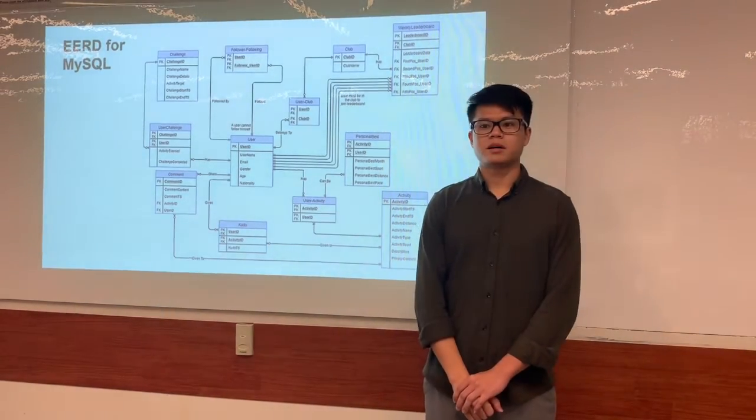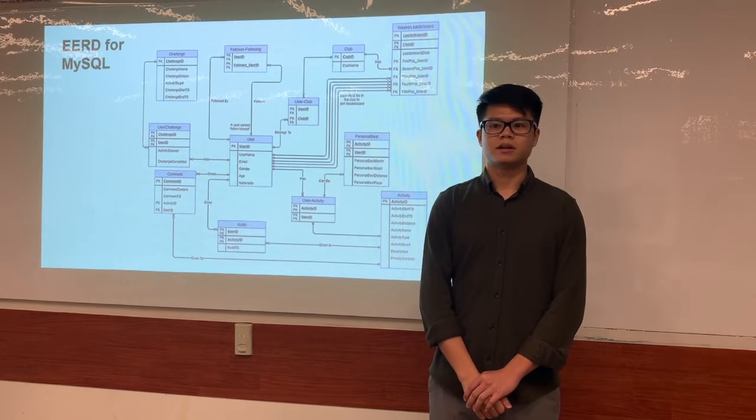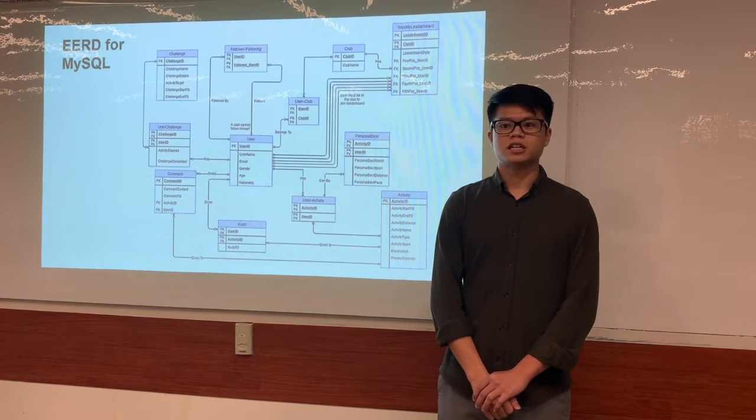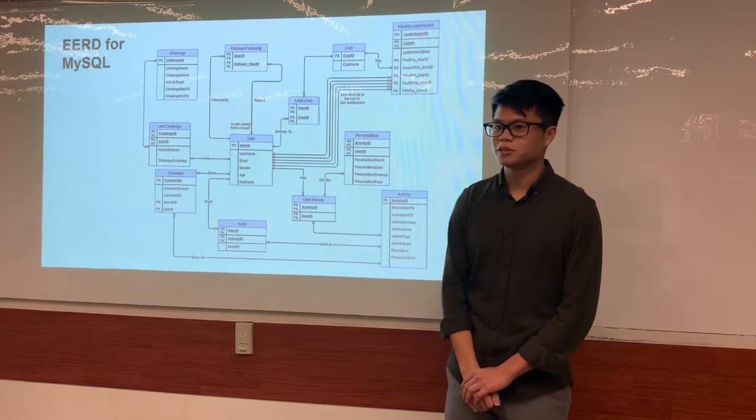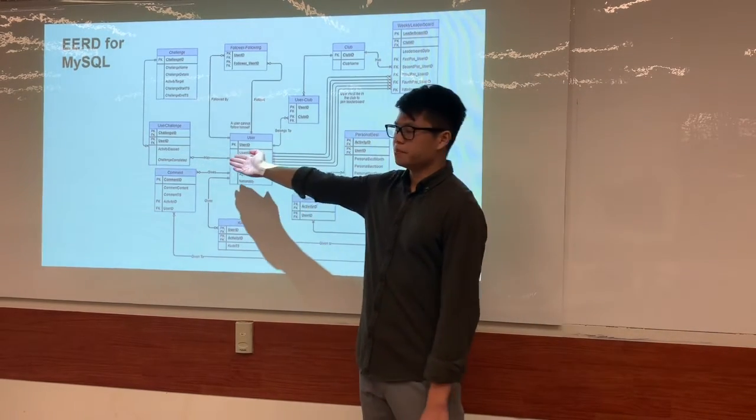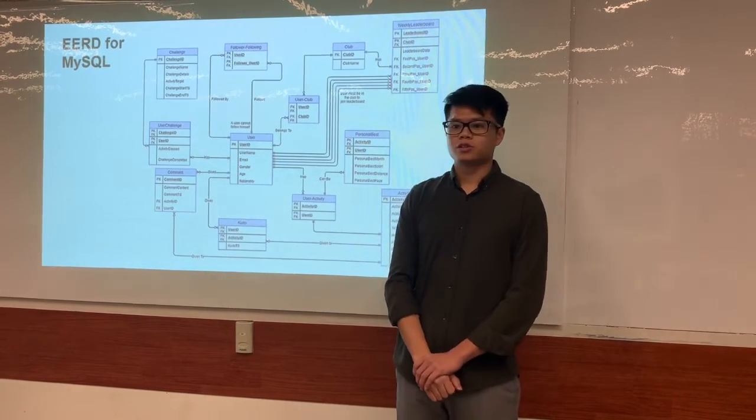Since many users can take part in the same challenge, and each user can take part in many challenges, the user challenge entity is introduced to break down the many-to-many relationship over here. And it also stores the degree of completion of the challenge.